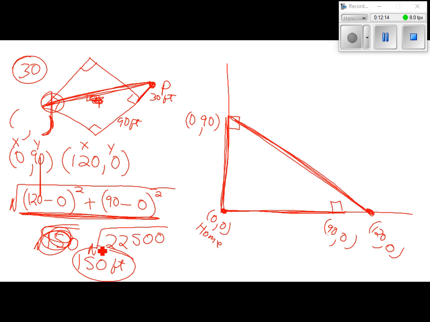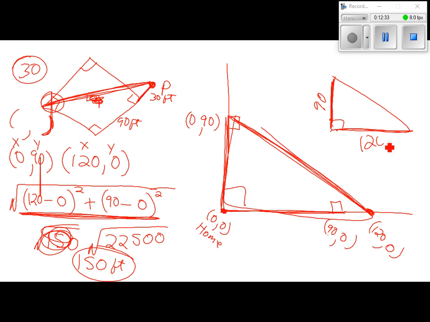Later on this year, we're going to learn this. I'll just show you this right now, just real quick. What kind of triangle is this? The right triangle, because that has to be a right angle there, right? So we have this. Somebody tell me how long is this side? 90 feet. How long is this side?